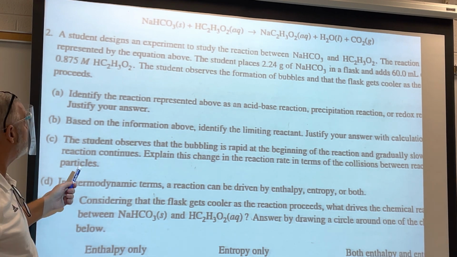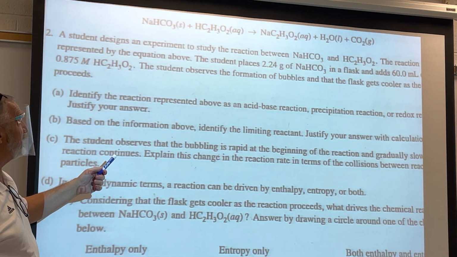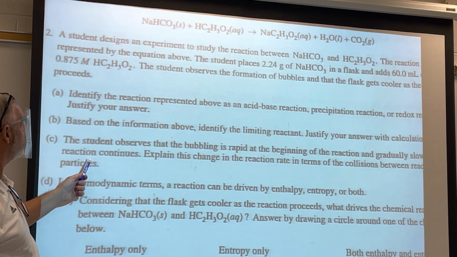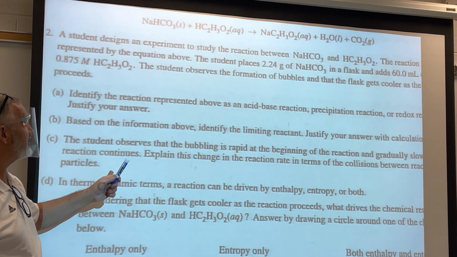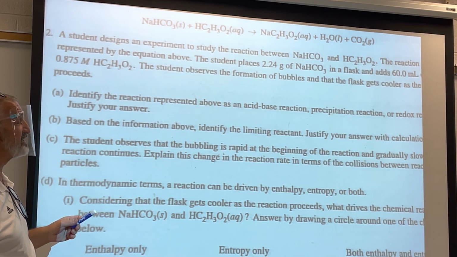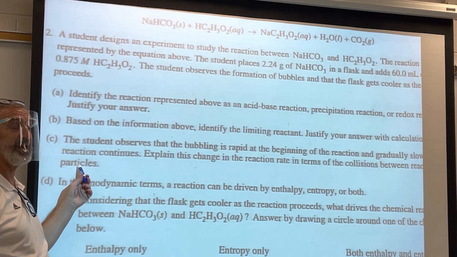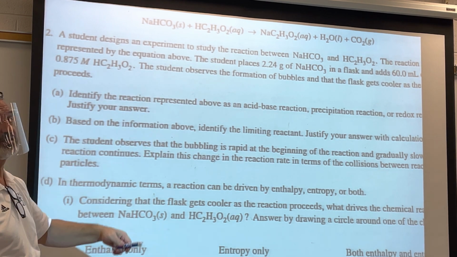C, the student observes that the bubbling is rapid at the beginning and gradually slows as the reaction continues. Explain this change in the reaction rate in terms of collisions. Now this is going to be our very next unit, reaction rates, but why do you think it slows down?